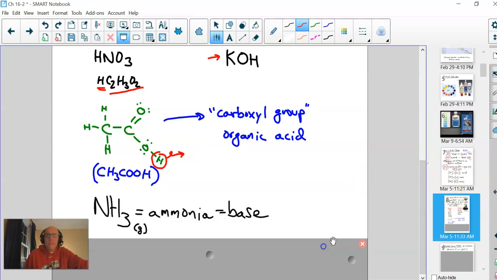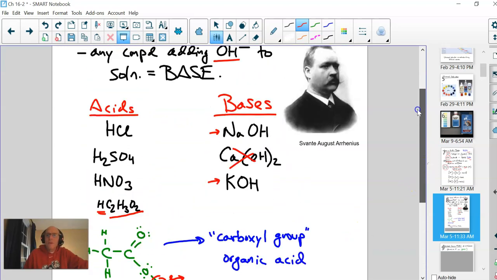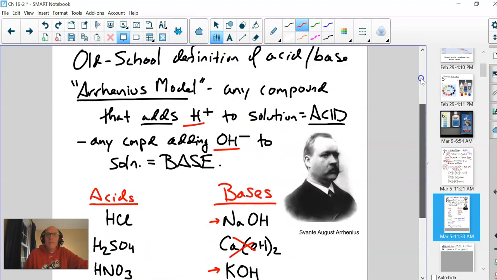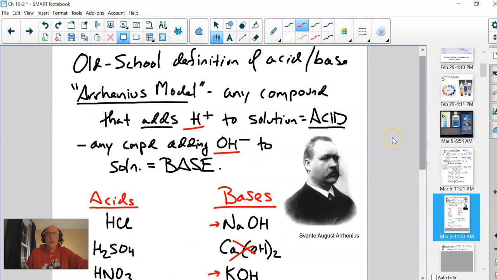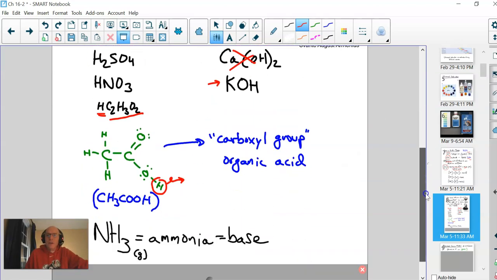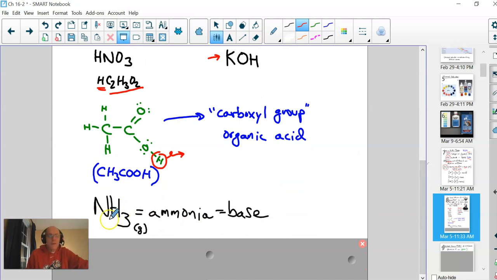Now, the problem with this older model is that there are some materials in nature that produce a base, even though they look like they shouldn't. An example of that is ammonia. When you dissolve ammonia in water, you get a basic solution, pH of around 9 or 10. Now, where's the OH minus coming from? Remember, our old definition is a base adds OH minus to solution. So this is falling apart here.